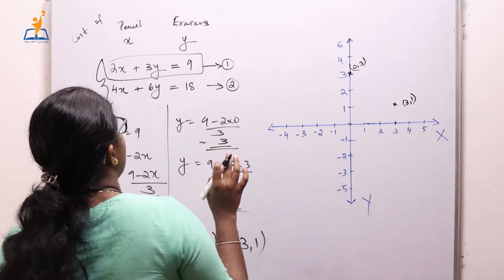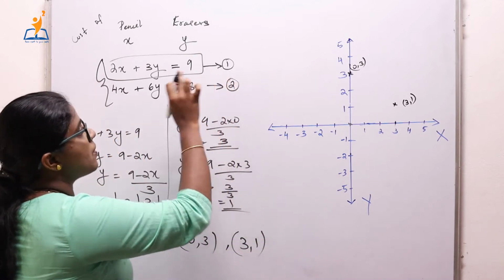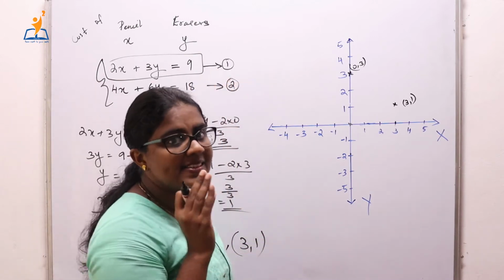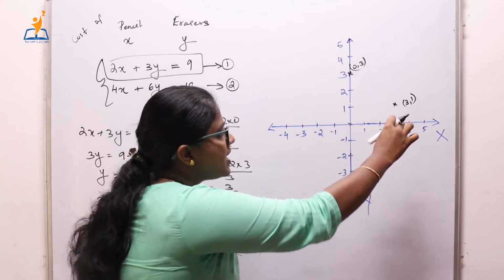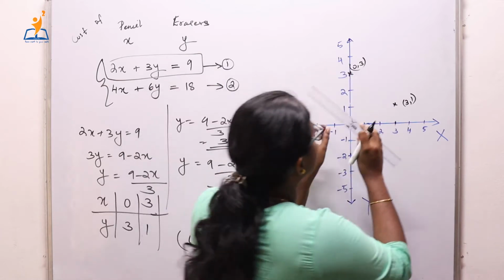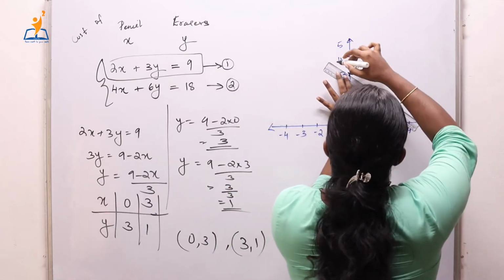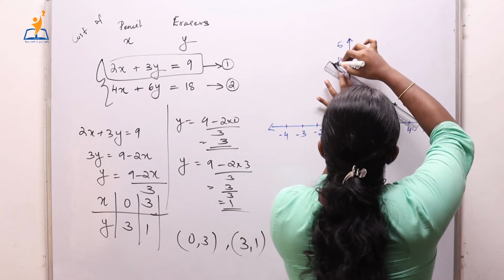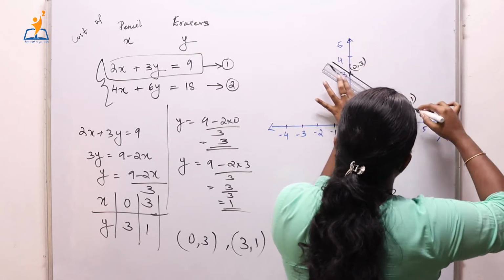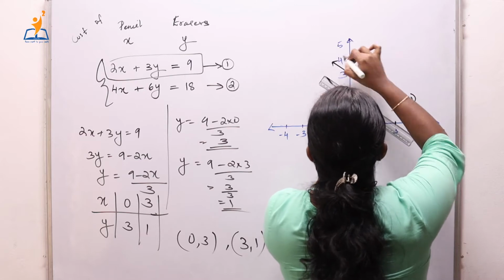Now we know that the graph corresponding to equation 1 is the straight line joining these 2 points, and let's draw that. This is the straight line formed by joining these 2 points.